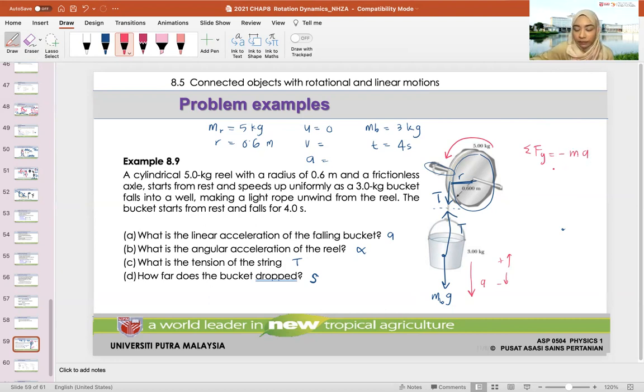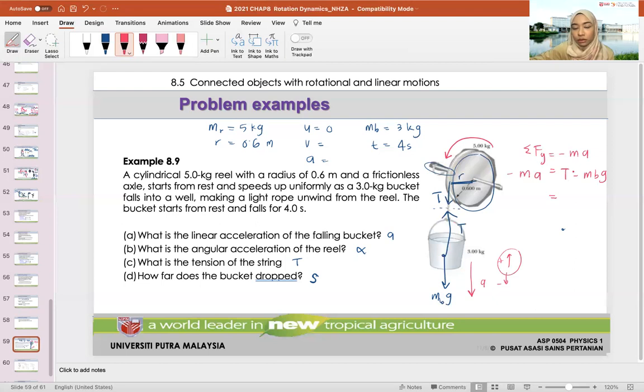And then we have what is in our free body diagram. It is T minus MBG. T is going up, so based on our convention, it is positive. MBG is going down, therefore it's negative. And this equation from the free body diagram will be equal to our condition, which is minus MA.